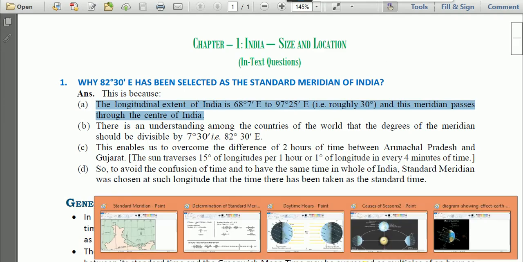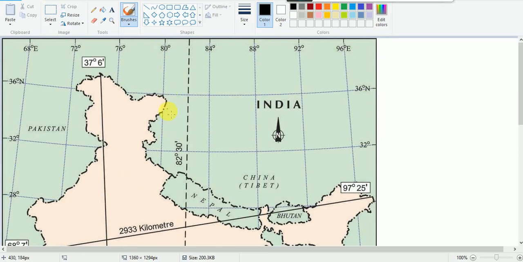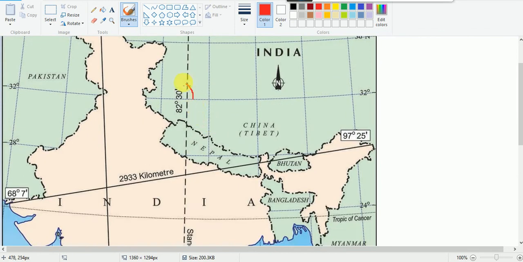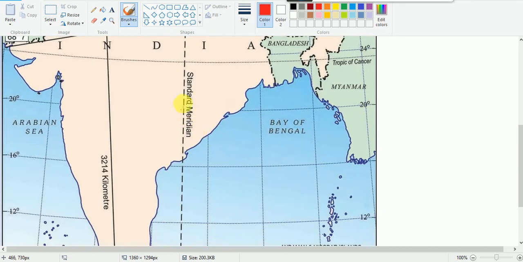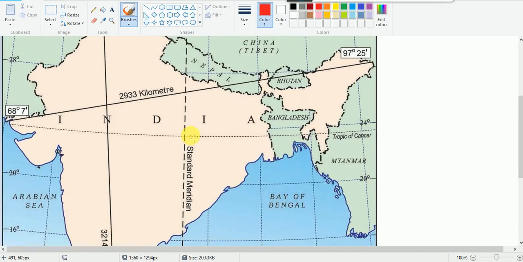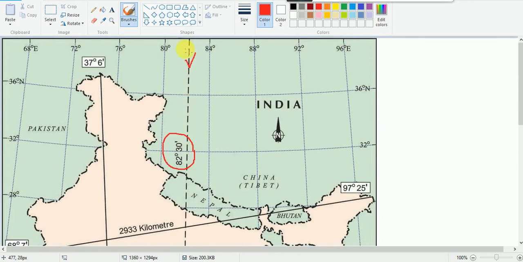As you see, we have to look at this map given in your textbook. See this line, as you have learned earlier. I have also shown you in the previous day. This line represents the standard meridian of India. Its value is given here, 82 degree 30-minute east, and you see this line passes through the middle of India. That means it divides India into two equal halves.